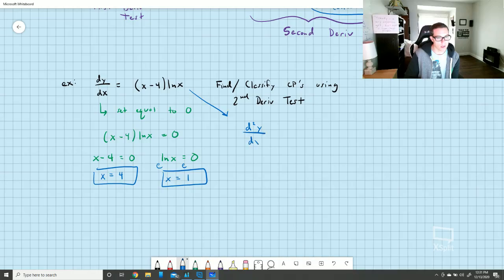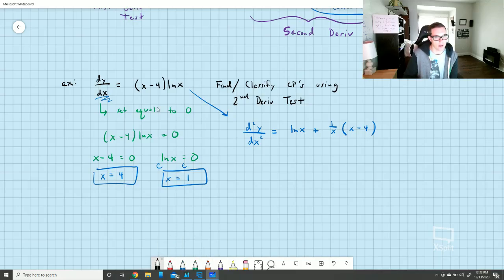And yeah, I'm using the implicit differentiation notation because that's how I started. But it still just means finding the second derivative. So derivative of the first times the second, product rule, plus derivative of the second times the original first. All right, so let's test each one of these.